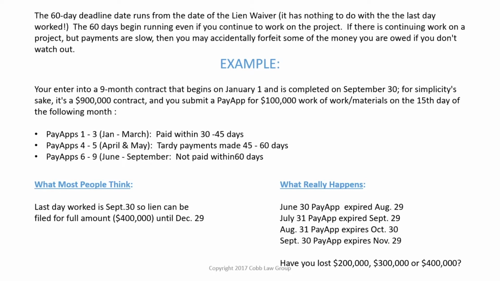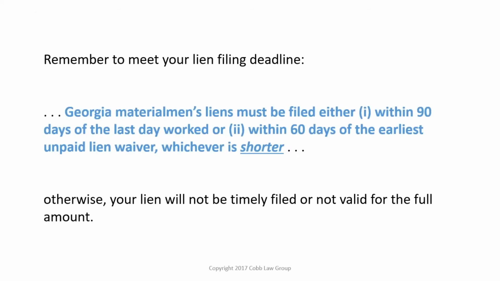Well, that's not true, unfortunately, in Georgia, if you signed a valid lien waiver. What really happens, if you direct your attention to the right, is that the ability to collect the June 30th pay app expired August 29th. The ability to collect the July 31st pay app expired September 29th. The August 31st pay app expired October 30th, and the September 30th pay app expired November 29th. So the question then becomes, have you lost $100,000, $200,000, $300,000, or $400,000? So be very mindful of Georgia's lien waivers.